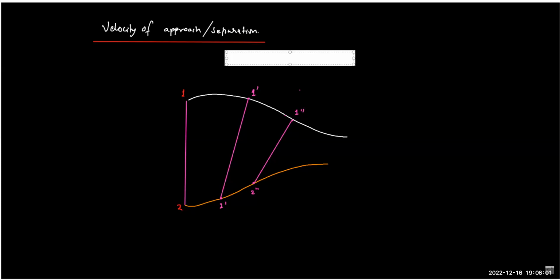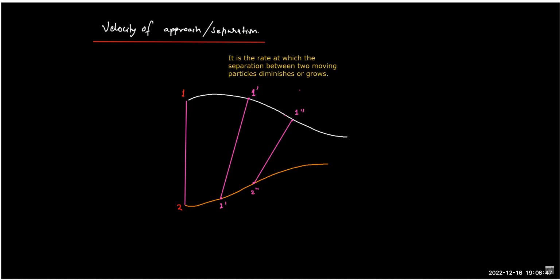It is the rate at which the separation between two moving particles diminishes or grows. When it is diminishing, we call it approach. When it is growing, we call it separation. Now the question is how to find it.